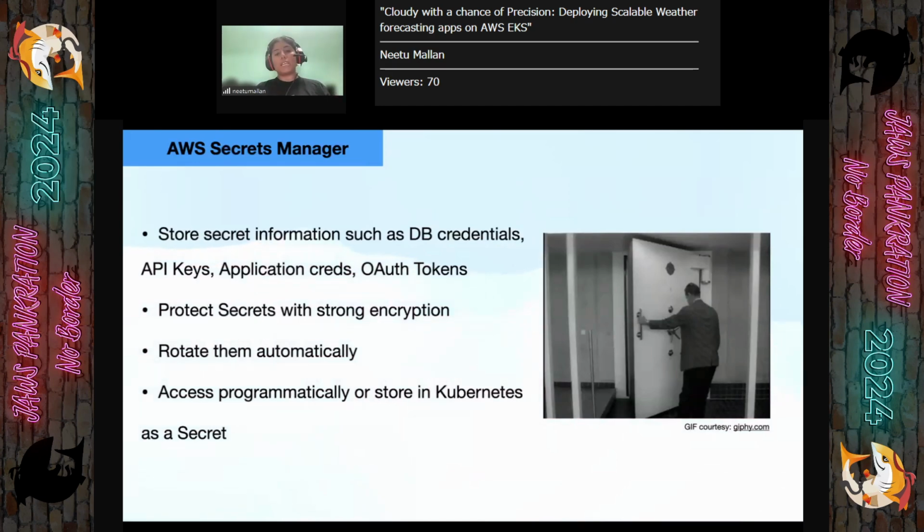The advantage with Secrets Manager is that it provides you strong encryption. It allows you to rotate your secrets. Not only API keys, you can store DB credentials, application credentials, authentication tokens. You can name any secret that you want to store, and then you can access it programmatically. And in my case, I'm also storing it as a Kubernetes secret. I'll show that in my demo.